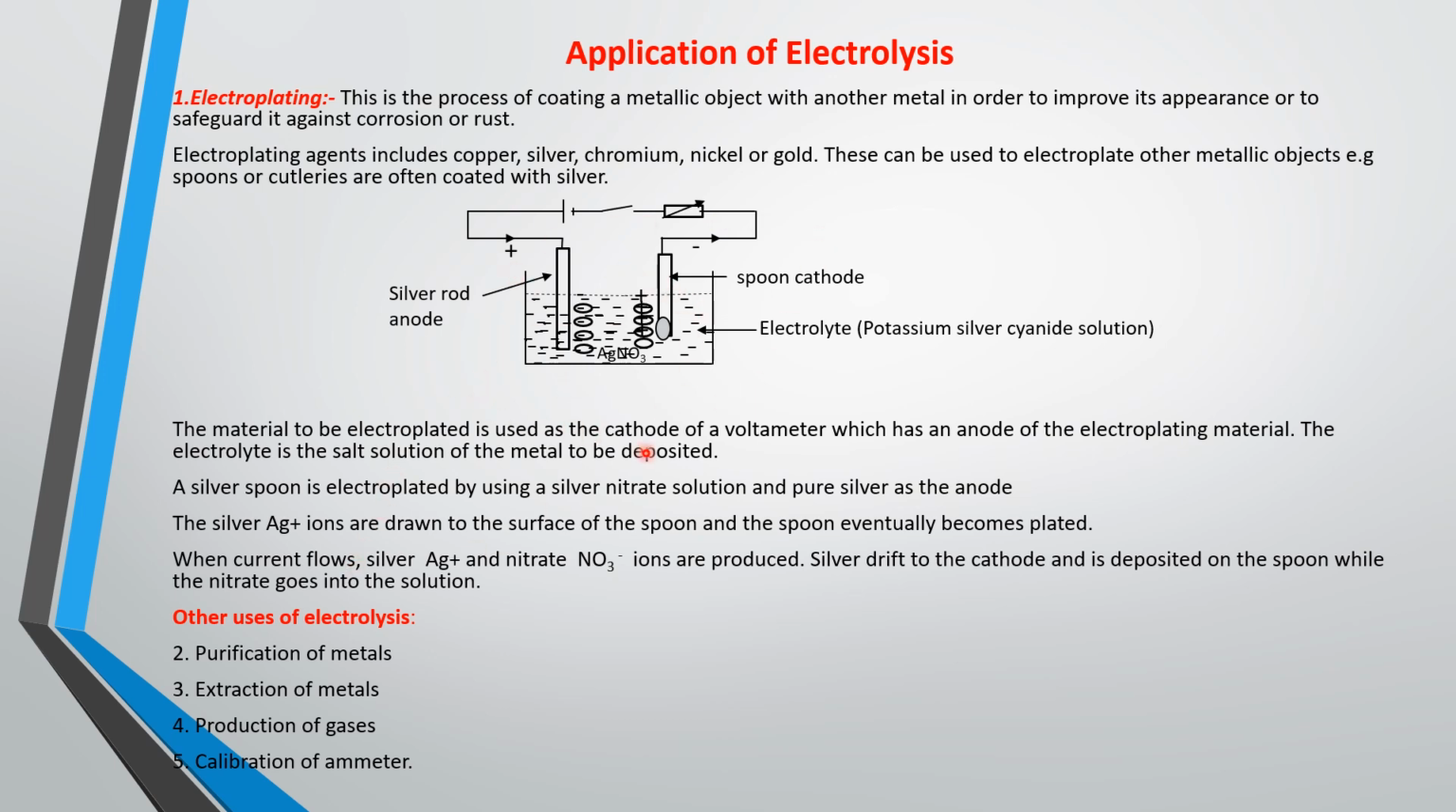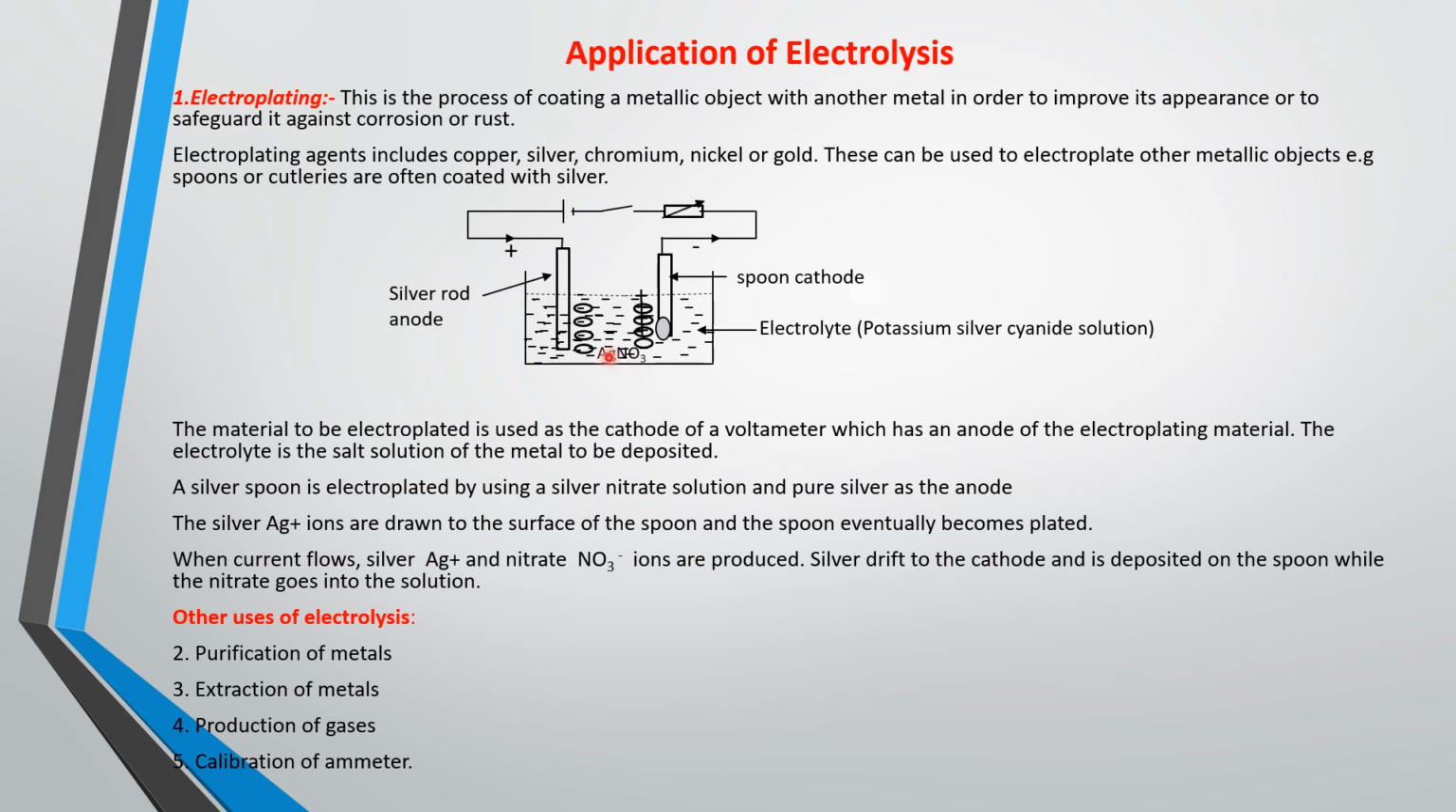Now for electroplating, the material to be electroplated is used as the cathode of a voltameter, which has an anode of the electroplating material. What that means is that what you want to electroplate is what you put as the cathode. Then the electroplating material will be your anode. The electrolyte is the source solution of the metal to be deposited.